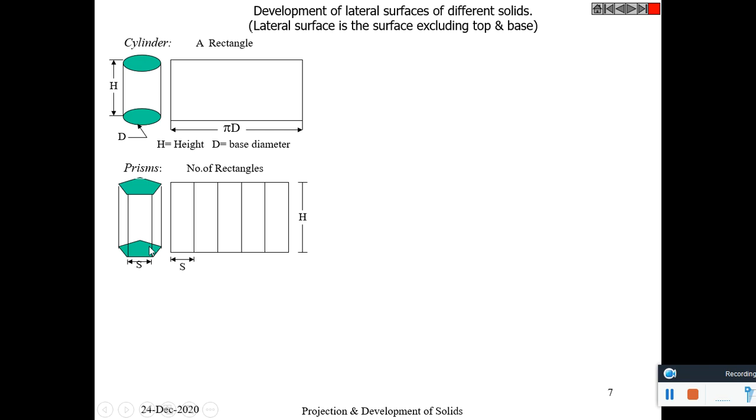It is a hexagonal prism. So its development gives 6 times the side. Its side is S, so this is 6S. And this is the height of the prism. A cone.